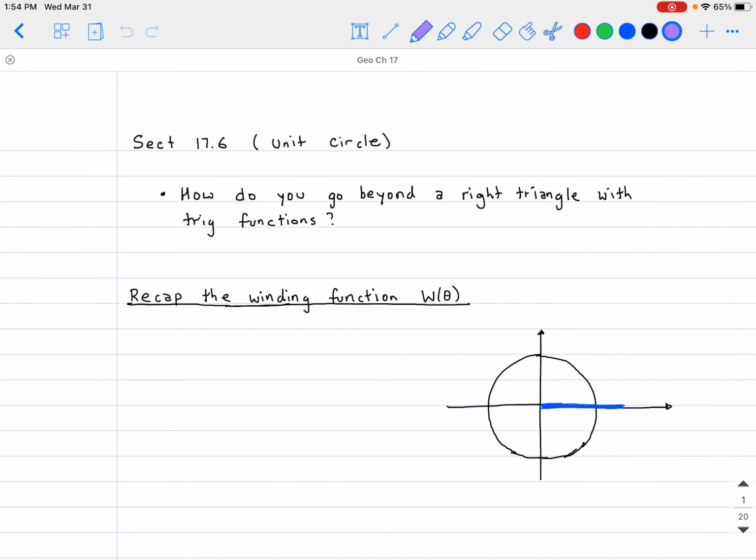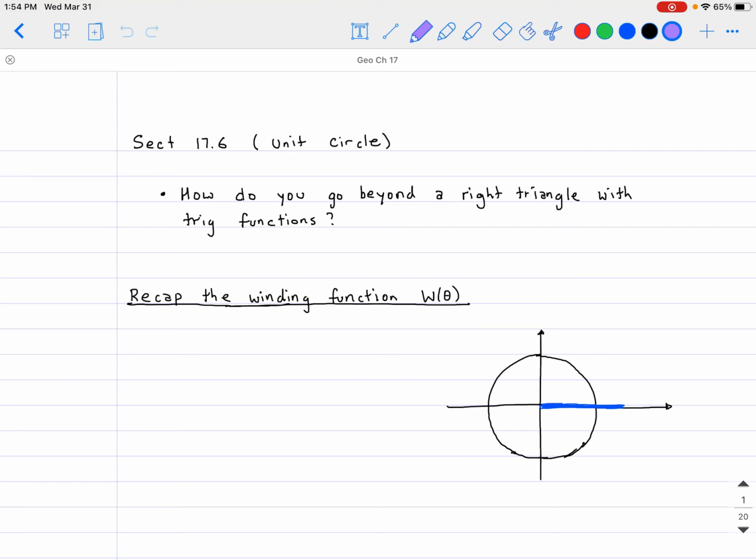Today in geometry we are looking at what is known as a unit circle. So this is a continuation of the trig identities that we did a while back, and also the trig ratios.